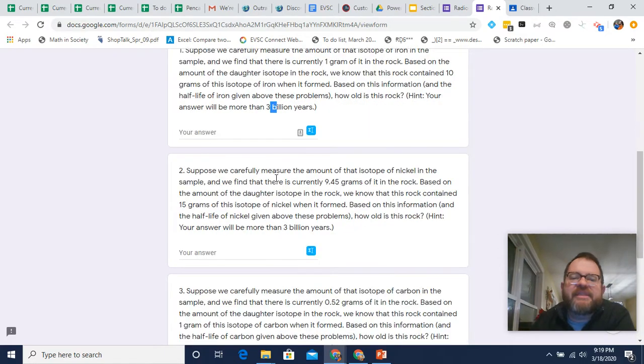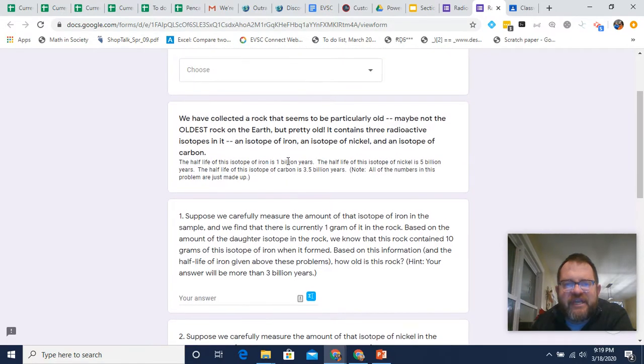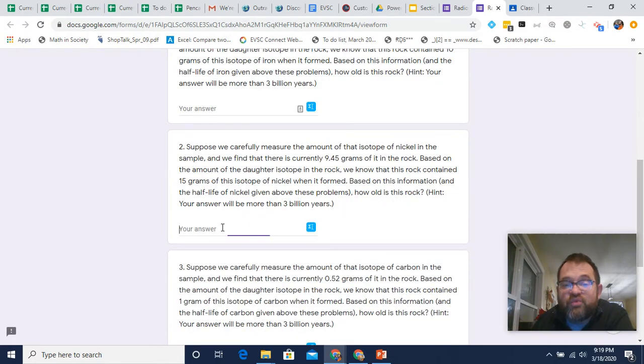All right, then you're going to repeat the same calculation using nickel. And I'm telling you here that there's currently this many grams of nickel in there, and that we know that there should have originally been 15 grams of nickel in that rock. And the half-life of the nickel is given up here someplace. Here it is, 5 billion years. And you'll do the calculations, and you won't get exactly the same answer. But it'll be within 1 or 2%, maybe 10%. I forget. They're in the ballpark of each other.